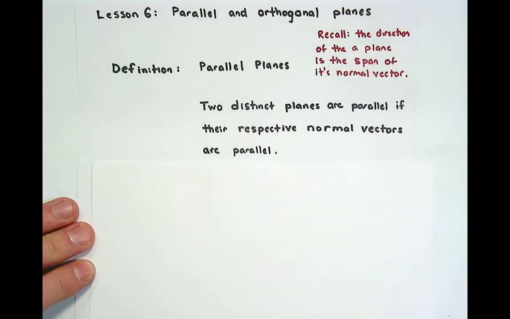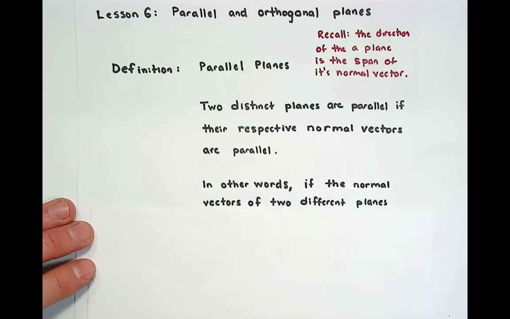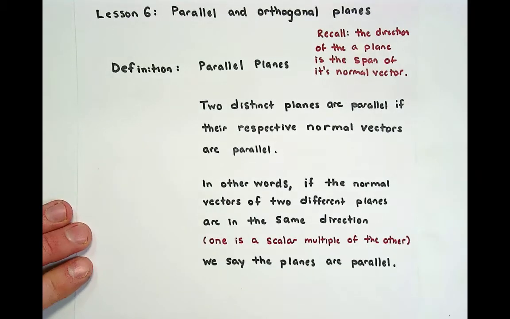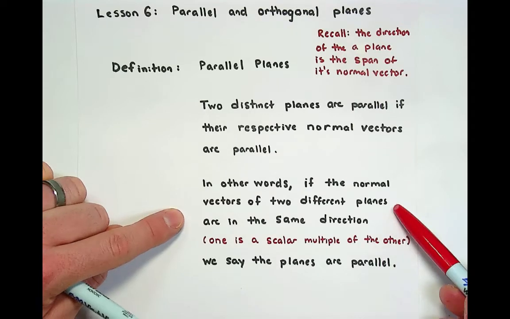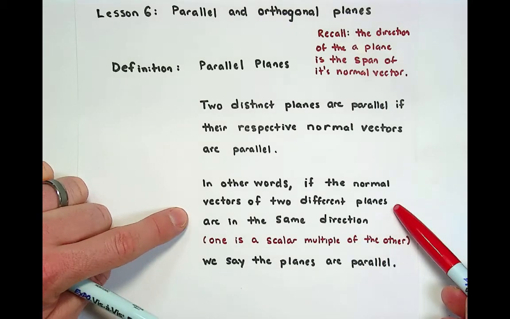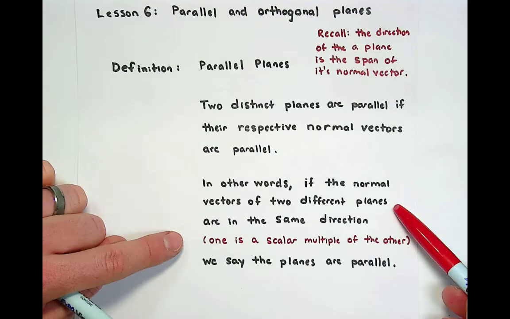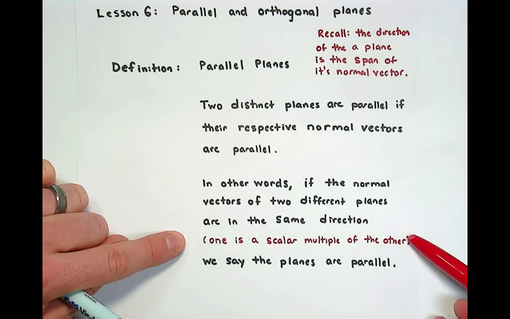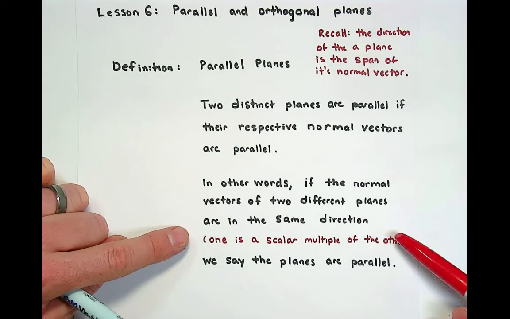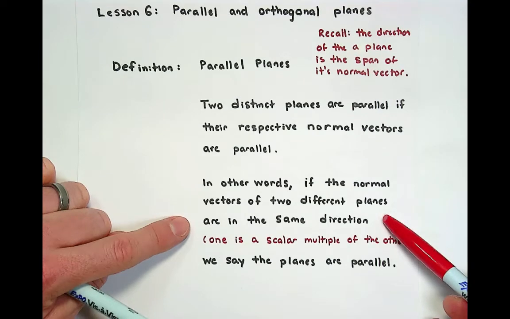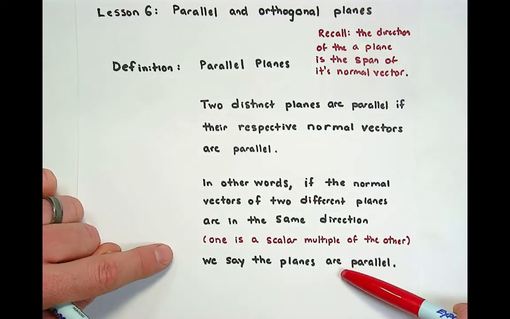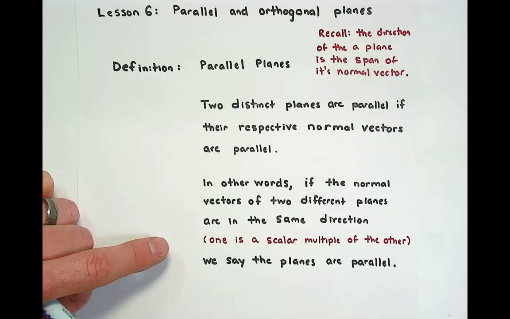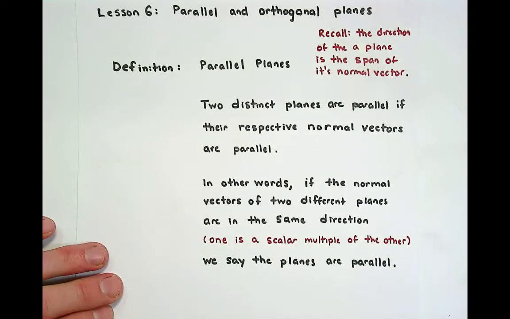Another way to say this is if we have two normal vectors corresponding to two different planes, and one of the normal vectors is a scalar multiple of the other, then we say that the normal vectors are in the same direction, and thus the planes must be in the same direction, or they're parallel. This is the definition of parallel planes.